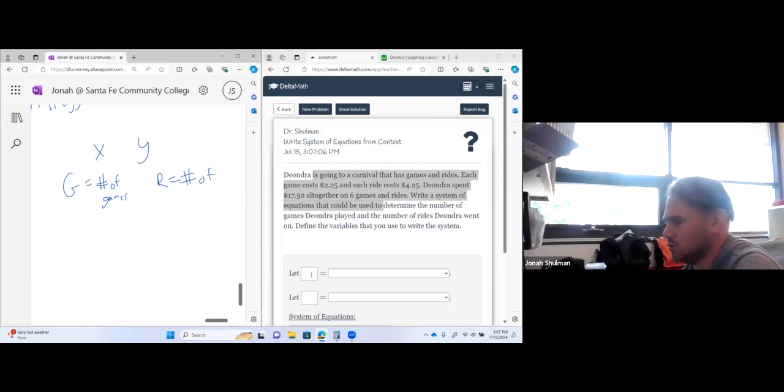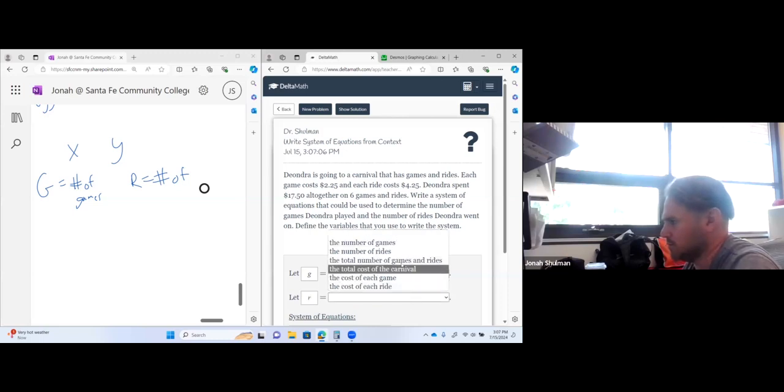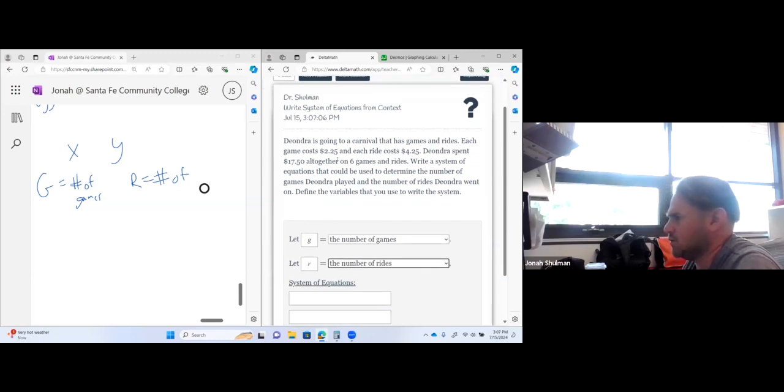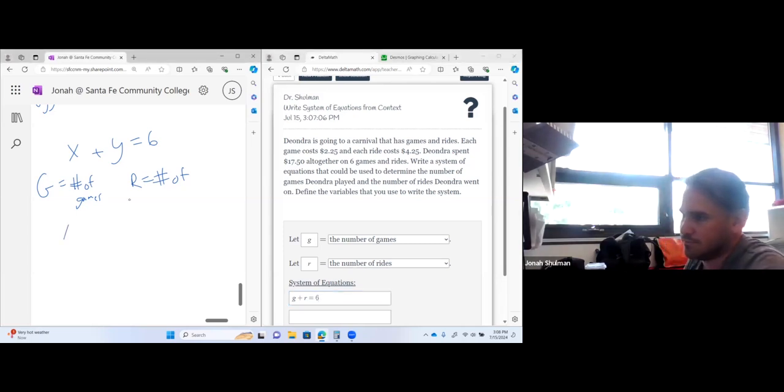So let G equal the number of games. We're going to do R equals the number of rides. All right, so it says all together 6 games and rides. So basically the first one's just, I would do X plus Y equals 6, right? But we're going to do it just like theirs. So we're going to do G plus R, because just the number of them equals 6. I always do the amounts, then I do the cost or the other one.